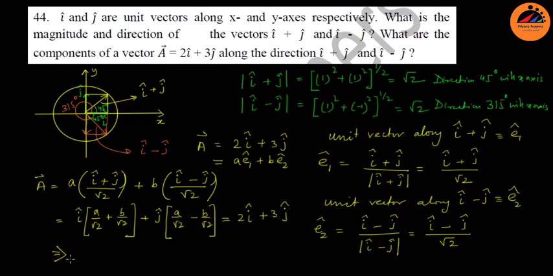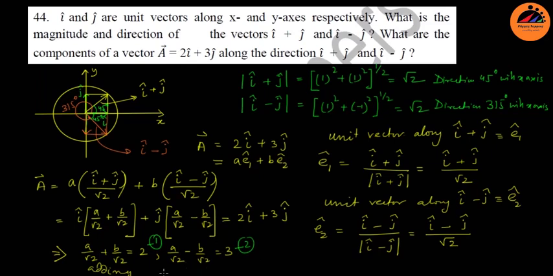See, this must be equal to 2i cap plus 3j cap, right? So this implies that a by root 2 plus b by root 2 must be 2, and a by root 2 minus b by root 2 is equal to 3. So these are the two equations. You can solve them simultaneously. If you add them, the b cancels. Let me name them: this is equation 1, this is equation 2.